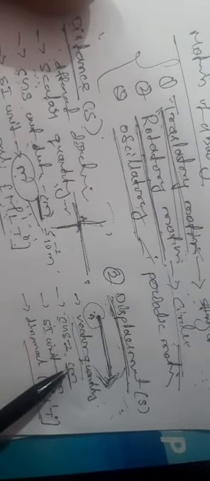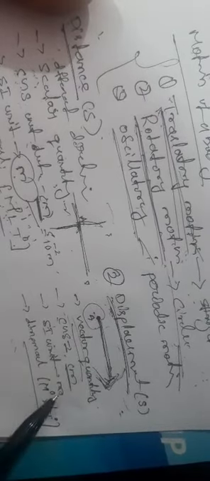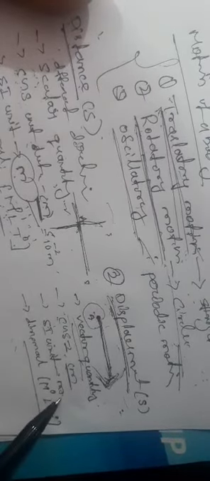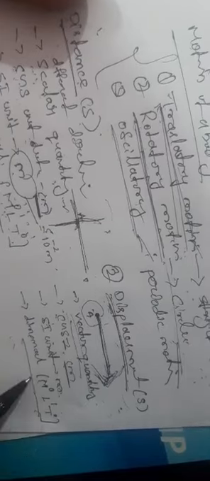The displacement is a vector quantity. The CGS unit of displacement is centimeter. The SI unit of displacement is meter. The dimensional formula is mass power 0, length power 1, time power 0.